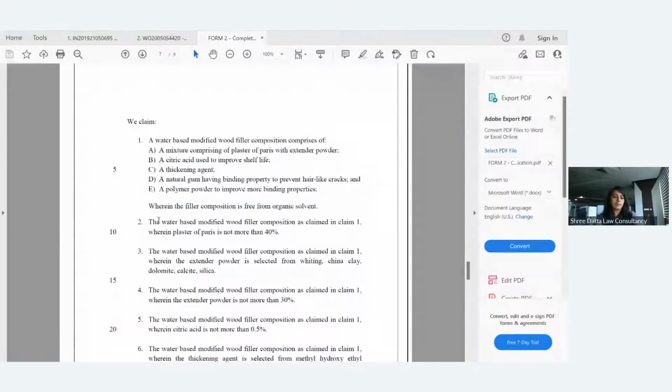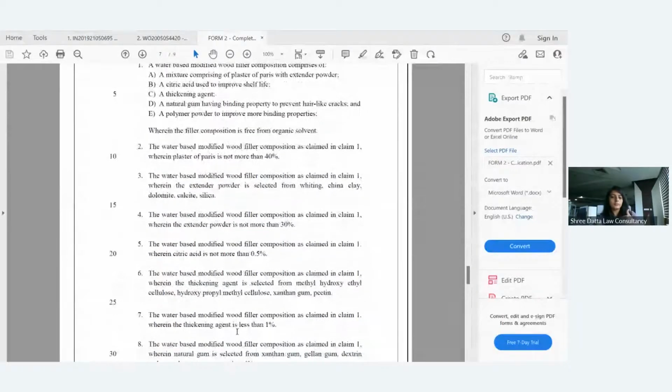Then in the second claim, we have to use the same preamble, just replacing 'A' with 'The', and 'as claimed in claim 1', then put a comma, 'wherein', then the things which we have used, which is plaster of Paris. In the plaster of Paris, it is not more than 40%. Then some of the powders they have used, so they are selected from different powders, what is the quantity of the powders, then the quantity of the different ingredients they have added.